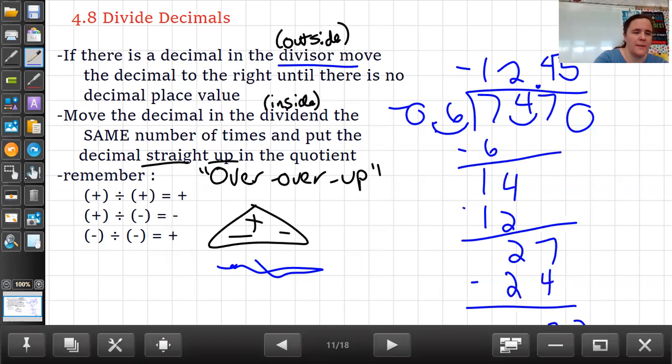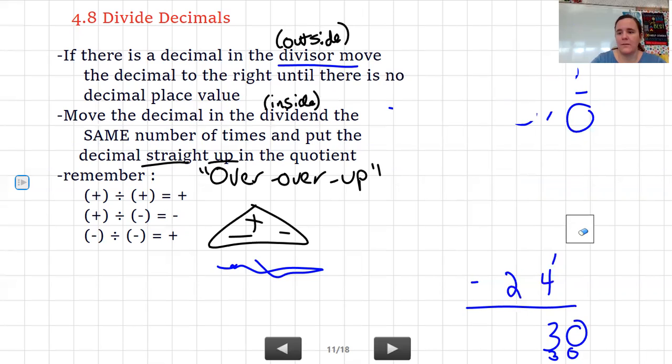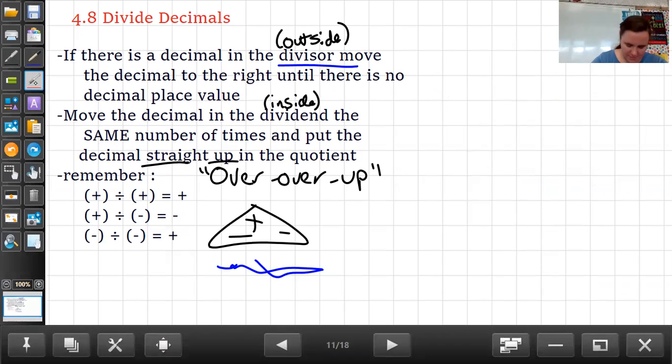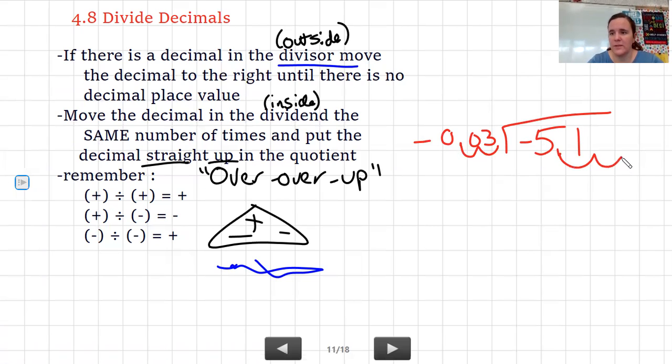Let's try one more here. If we have -5 and 1/10 divided by -3 hundredths. So we need a whole number in the divisor on the outside. So we're going to go over 1, 2, and then I'm going to go over 1, 2, and straight up. So this is one where you want to make sure you keep your work nice and neat. And then we can divide.